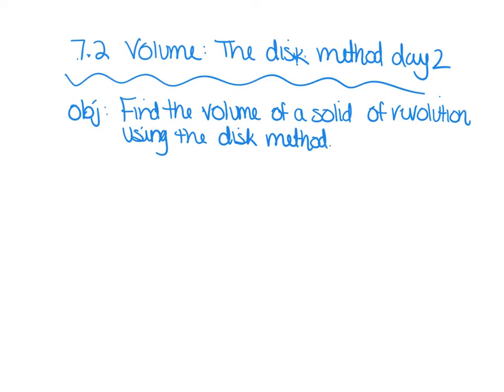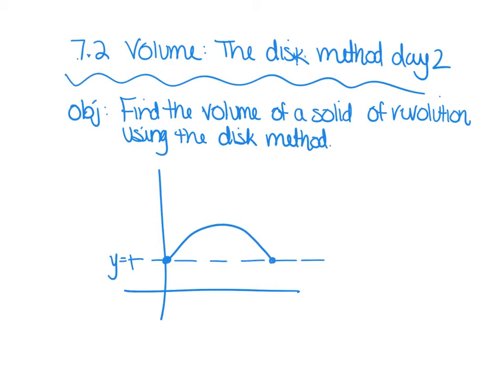What's going to make this any different is your radius. Your radius will not just be your function value, okay? So for an example, if we have a curve, and let's say we want to rotate it around the line y equals 1, okay? And let's say this is our curve right here, and it's this shaded area.